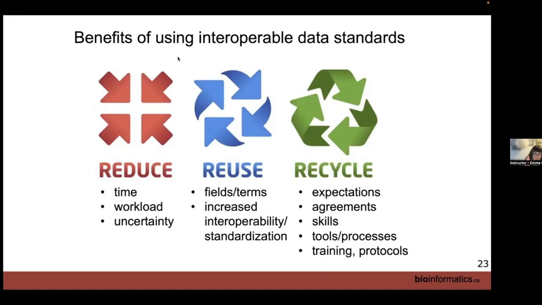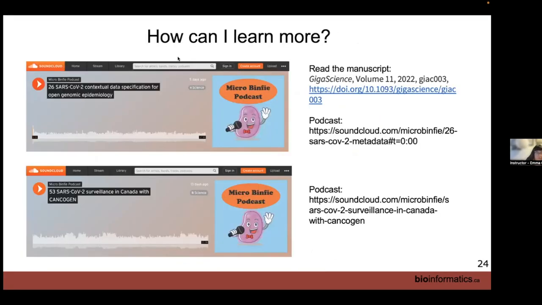So for example, outputs from the data harmonizer and the national NML database. It also enabled the reuse of data sharing agreements, curation skills, training materials, basically many of the tools, processes, and protocols that had already been set up. So I've given you the short version of data harmonization during the pandemic and in the monkeypox epidemic.